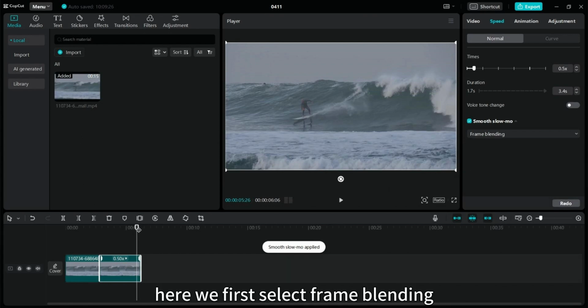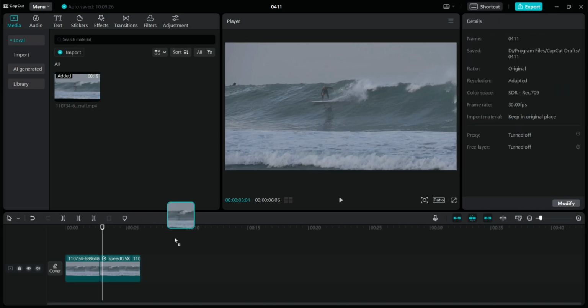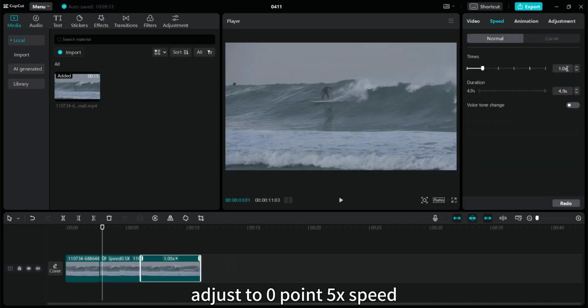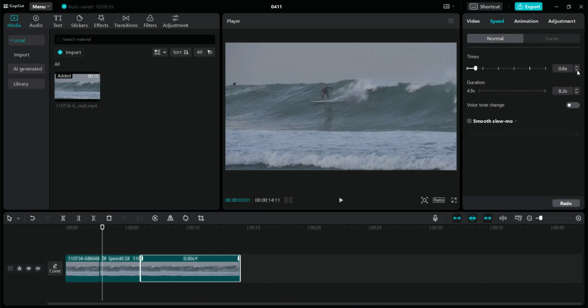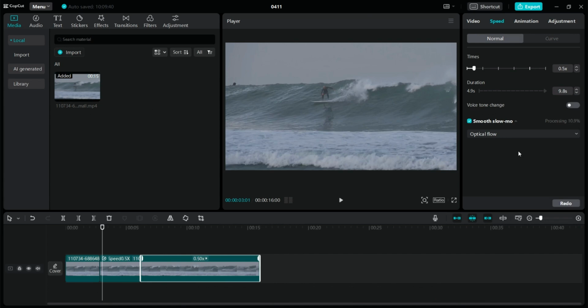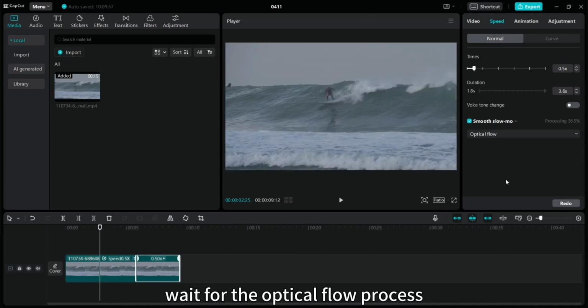Here we first select frame blending. Add another video. Adjust to 0.5x speed. This video uses optical flow to smooth slow-motion video frames. Wait for the optical flow process.